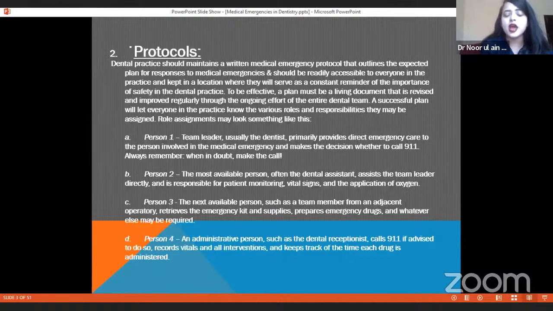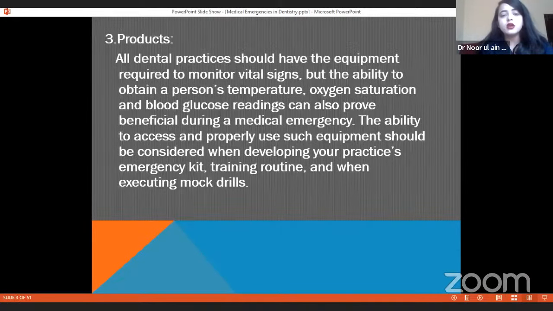Person four is an administrative person, such as a dental receptionist, who calls or informs the ambulance if advised to do so, and who records vitals, interventions, and keeps track of the time during drug administration. And they should be trained about such medical emergencies happening if it happens at your practice. What are the products?